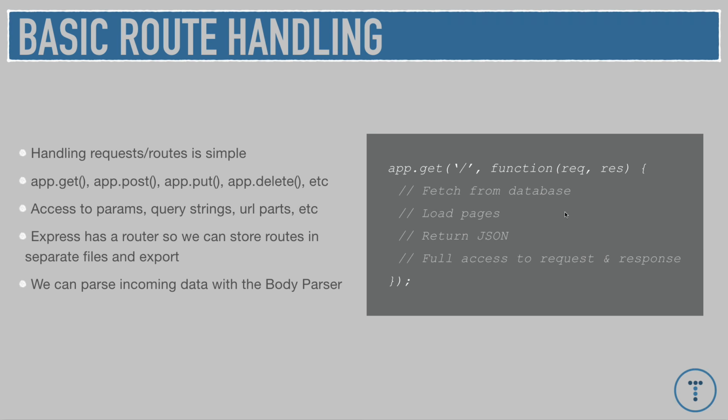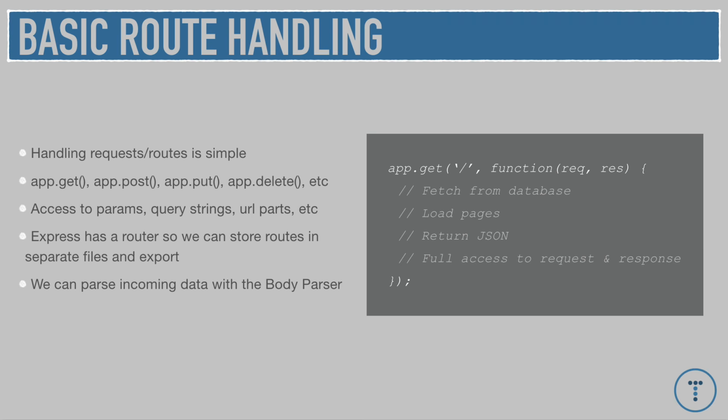Within your route, you can do just about anything. Fetch data from a database. MongoDB is very popular to use with Node, but you can also use Postgres, MySQL. There's third-party packages for just about any database. Okay, you can load pages, you can return JSON data, you have full access to the request and response.